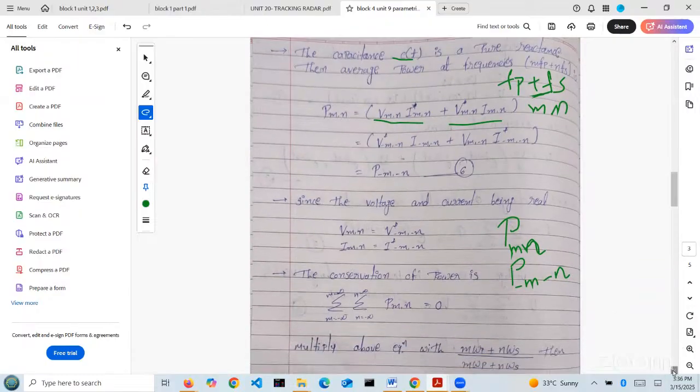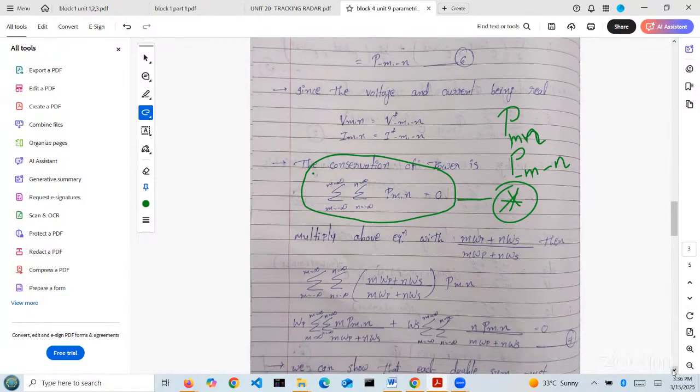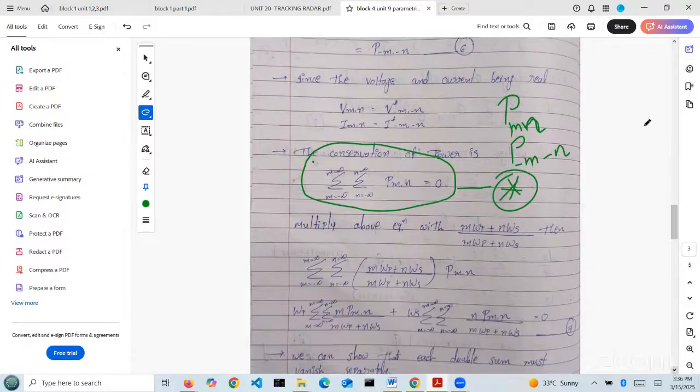Next what I did: conservation of total power. The total power equation is sigma m equals minus infinity to plus infinity, sigma n minus infinity to plus infinity, P of mn equals 0. To this equation, I am multiplying numerator and denominator with m omega p plus n omega s. After multiplying, what is our original equation? The original equation is sigma minus infinity to plus infinity, minus infinity to plus infinity, P of mn.